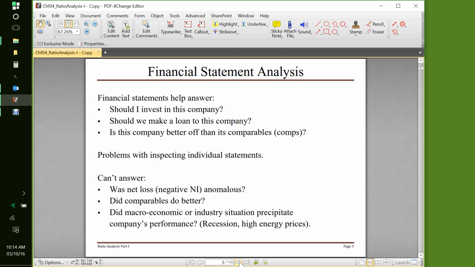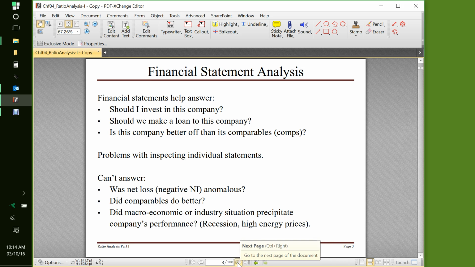In general, we want to use the financial statements we've worked so hard to understand how to create to help folks answer questions like, should I make an investment in this company? Should we make a loan to this company? How does this company look compared to its competitors? And that sort of thing.